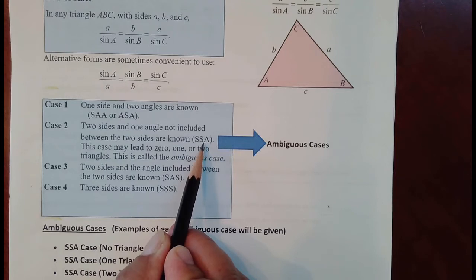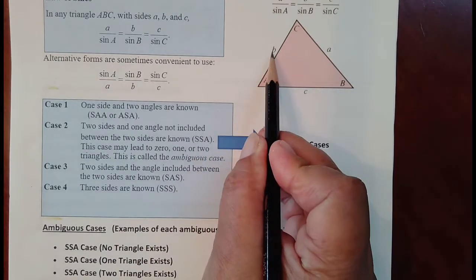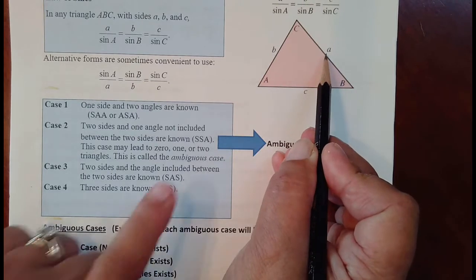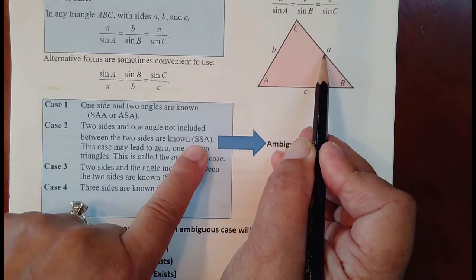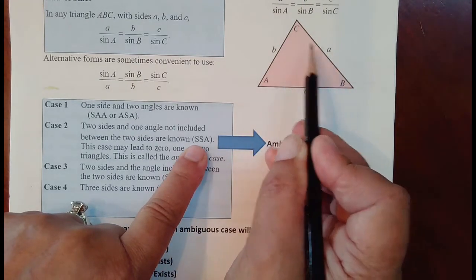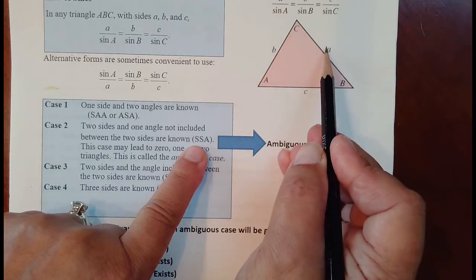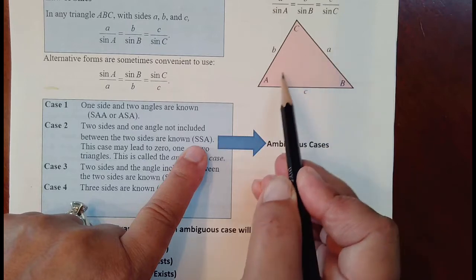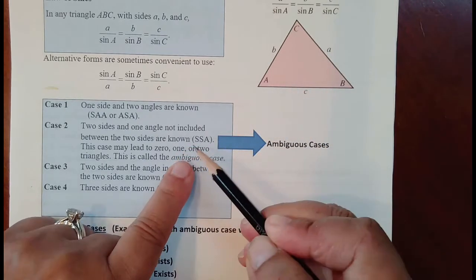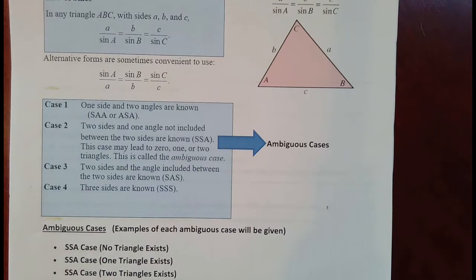So let's say they gave you this as a value, this as a value. Those would be the two sides, and then an angle that is not in between these two sides. That's the angle that's between them. So if they give you two sides and then some angle that's not between them, such as A or B, that's called side-side-angle. And that introduces what's called the ambiguous cases.